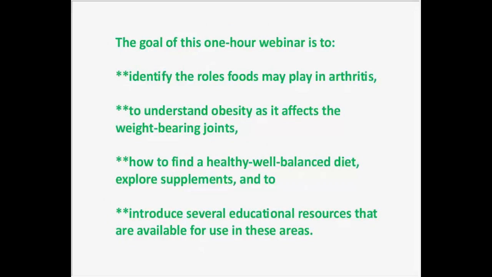The things we're going to talk about today include the roles that foods play in arthritis. We'll talk a little bit about how those weight-bearing joints in the body, the ankles, the knees, and the hips specifically, are affected by obesity, and how a good healthy diet can help you maintain your weight. We'll talk about healthy, well-balanced diets, supplements and different nutrients that the body needs in certain levels, as well as new resources that the Arthritis Foundation has available for you, all free of charge, either through toll-free numbers, online, or your local Arthritis Foundation office.